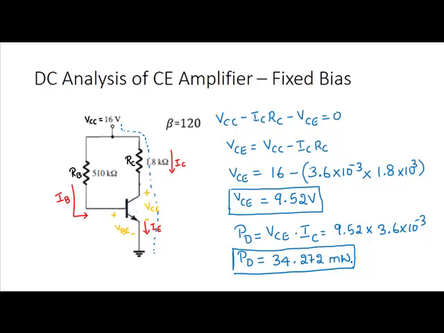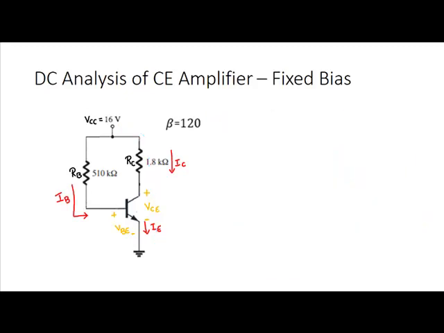Let us also calculate the remaining node voltages. Let me mark the remaining node voltages first. So the voltage at this node is the collector node. This is the collector node, voltage is VC. This node is the base terminal, so voltage is VB. This is the emitter node, VE.